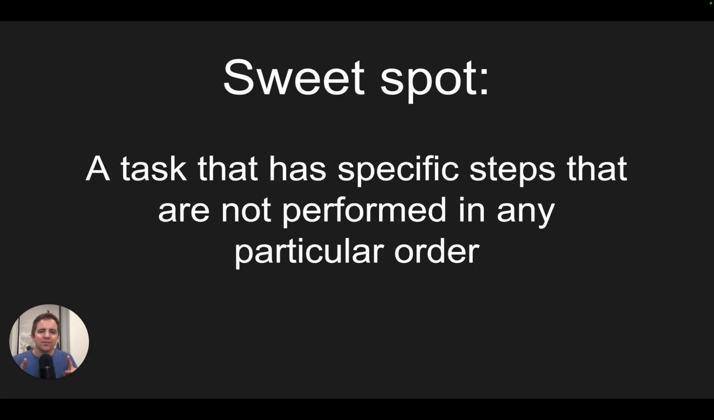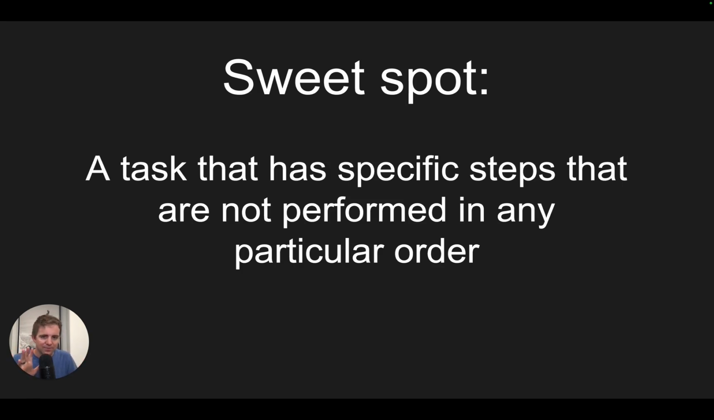What's the sweet spot for reasoning? It's a task that has specific steps that are not performed in any particular order. Okay, that sounds like a little bit much. Let's break that down a little bit. So think about a task that you have where you have some steps, but maybe you perform those steps here and there. Maybe you have to backtrack and do step 1 again before you can go on to step 2 and step 3. Or maybe you have this special step that only comes in certain times. That is a great chance for a generative AI to come in and help out.